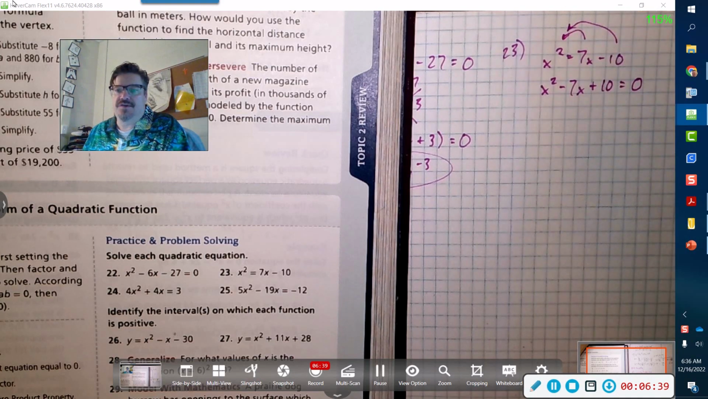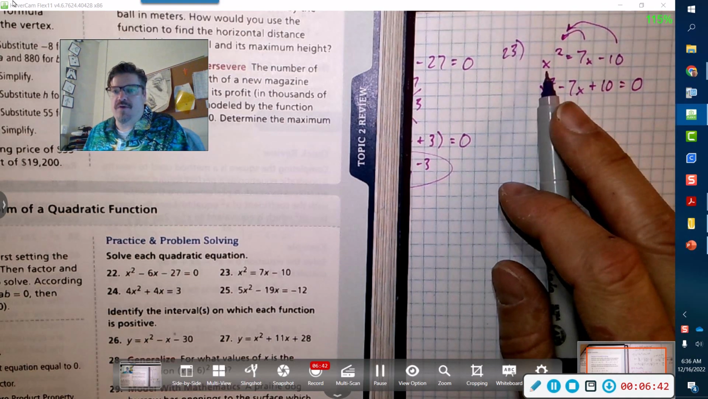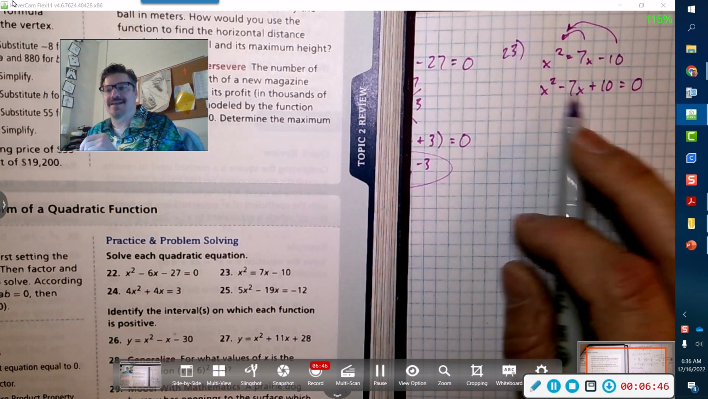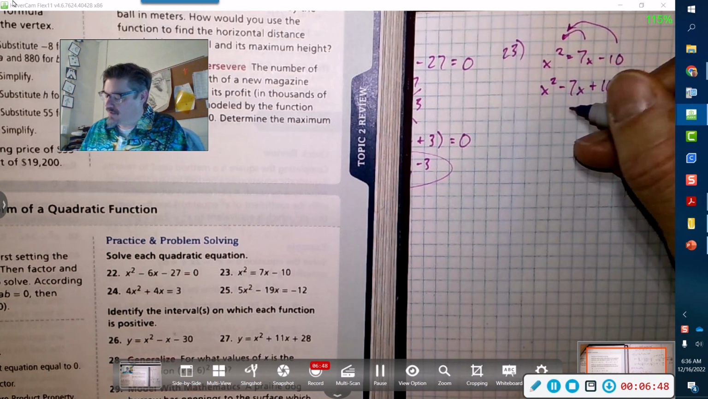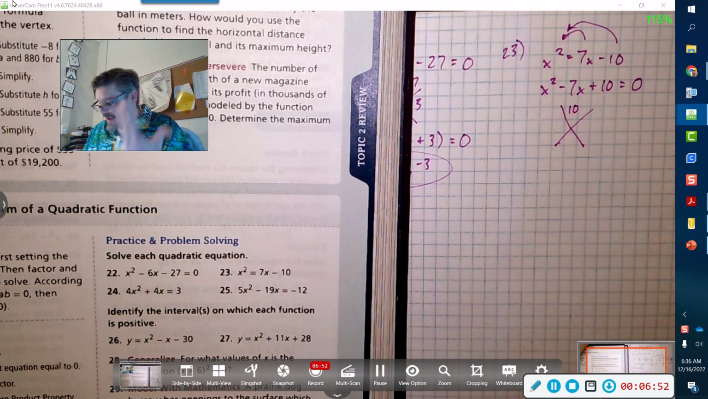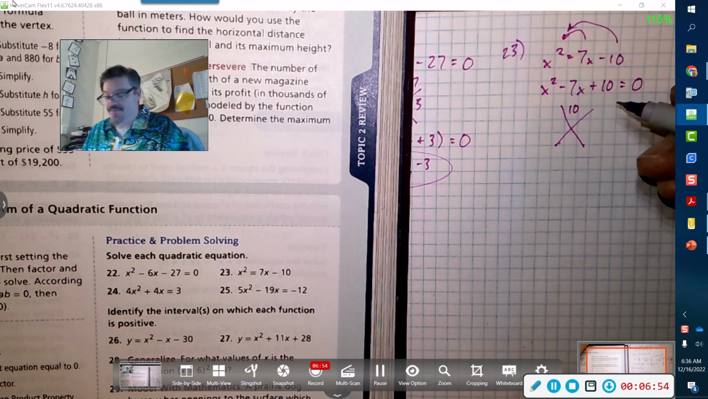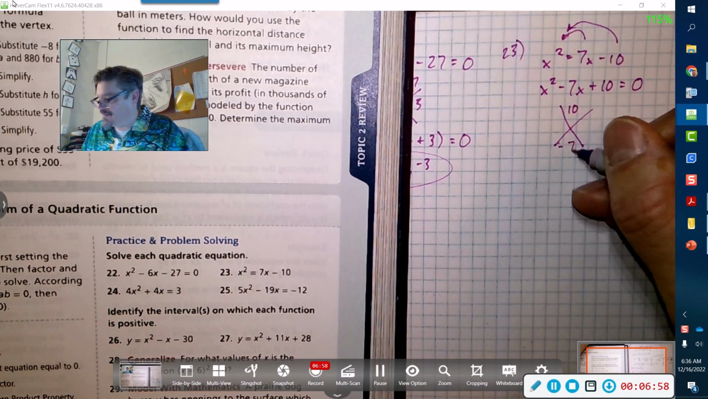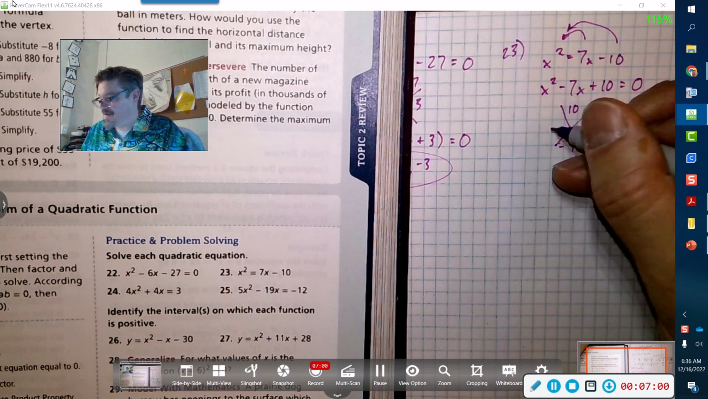They change their sign. Now, when you also move them over, x squared is an unlike term to the other two, so these guys cannot combine. And so that forces us to use the, can't just get x by itself because there's two of them. One is squared and one is to the first power. So I need factors of 10 that add up to negative 7, and that would be a negative 5 and a negative 2.